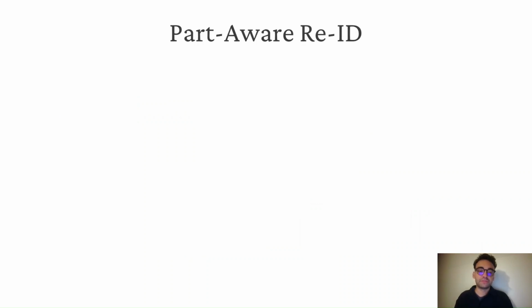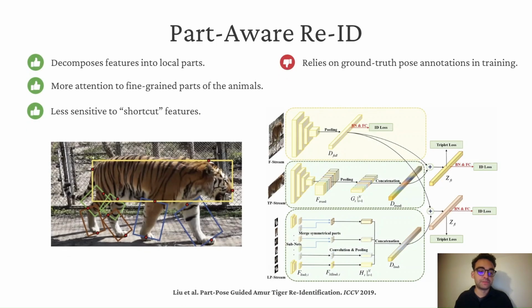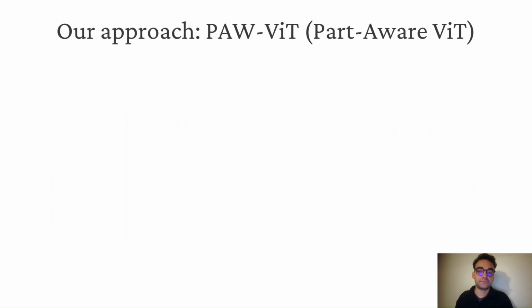So the best methods on animal identification are part-aware identification, which basically decompose features into local parts. Those methods are different from global-aware identification because they pay more attention to fine-grained parts and they are less sensitive to shortcut or spurious features. But sometimes they rely on ground truth pose annotations, which brings us to our method, part-aware vision transformer or PAW-ViT, that is driven by three main questions.